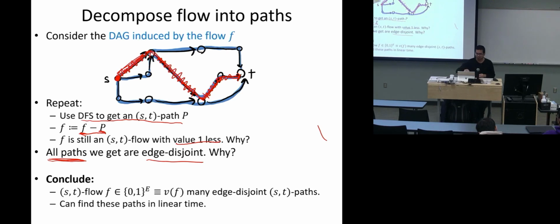And once you find a path and you delete it, the flow value on its edges reduces from 1 to 0. Once you delete this path, if an edge is used by some path, it will not be used again. So all paths are disjoint. And that's why we get a bunch of disjoint paths. Just to conclude, right? If you have an S-T flow, and this flow is a 0-1 flow, then there is a direct correspondence from this flow to many disjoint paths from S to T. How many? Just the value of the flow.